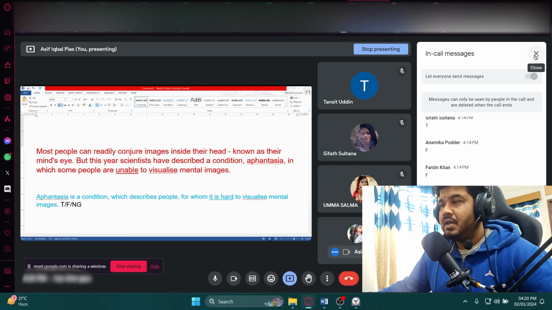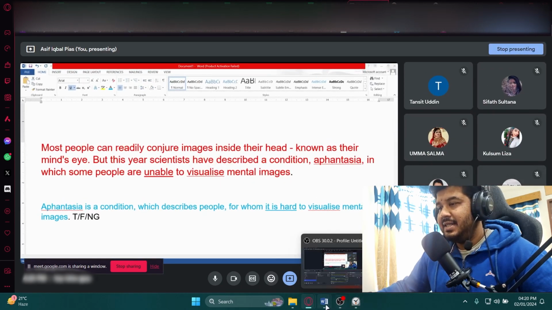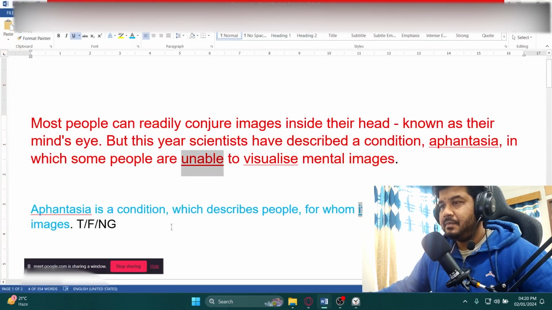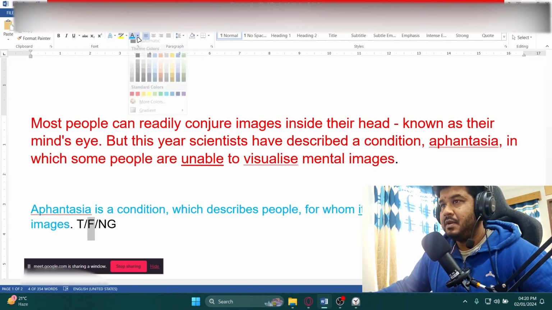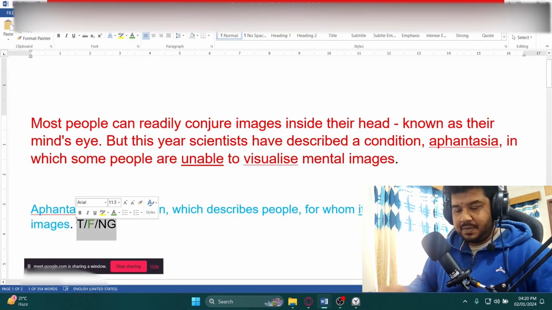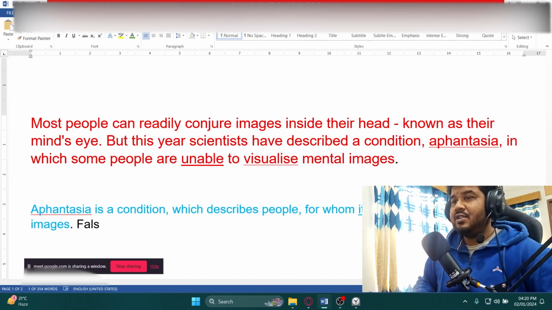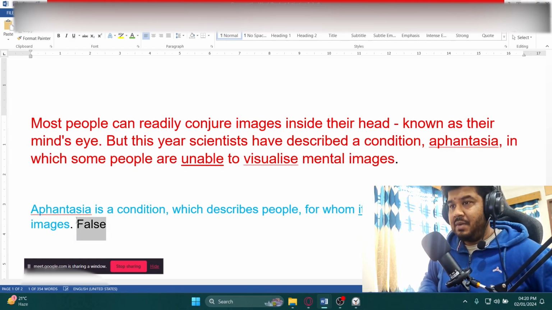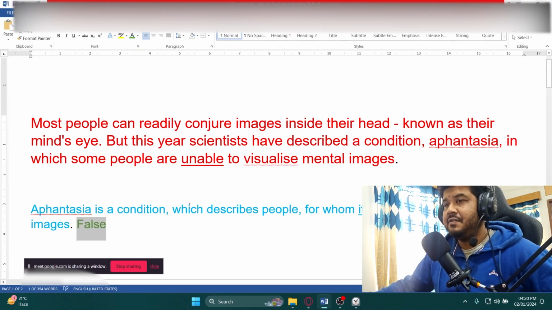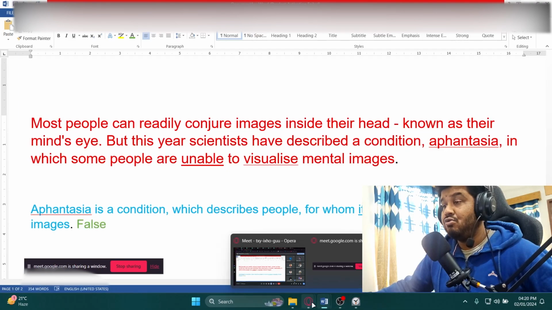So the answer is actually false. All right, I'll just change the thing. The answer, you know what, I'm just going to remove it. So the answer is actually false, all right? Now you might be thinking, why is it false and why is it not true?